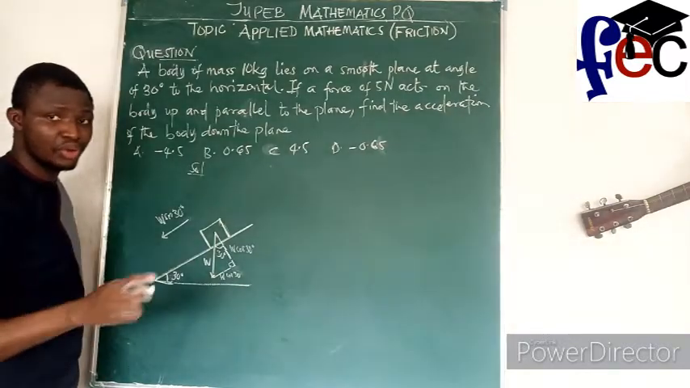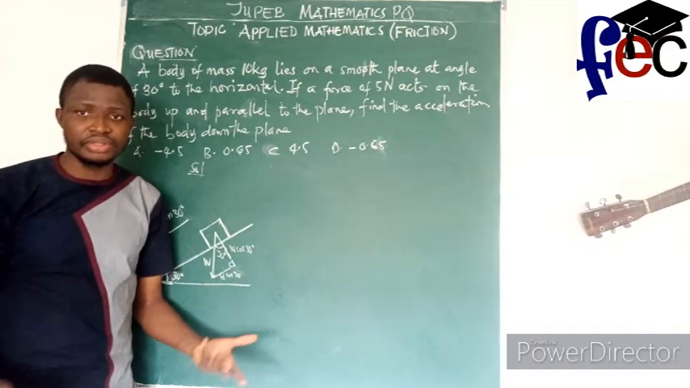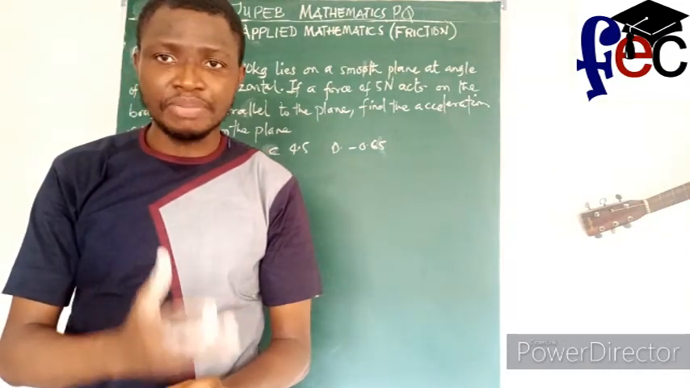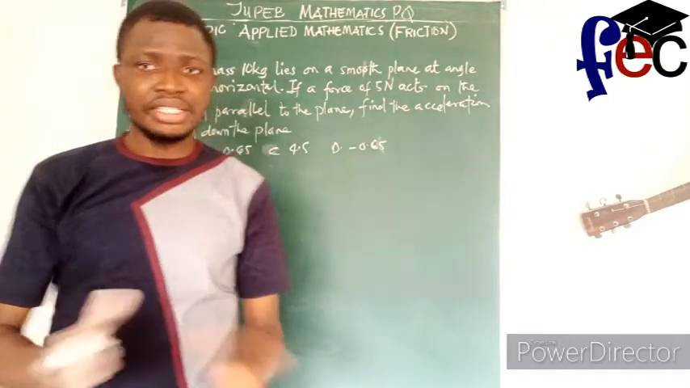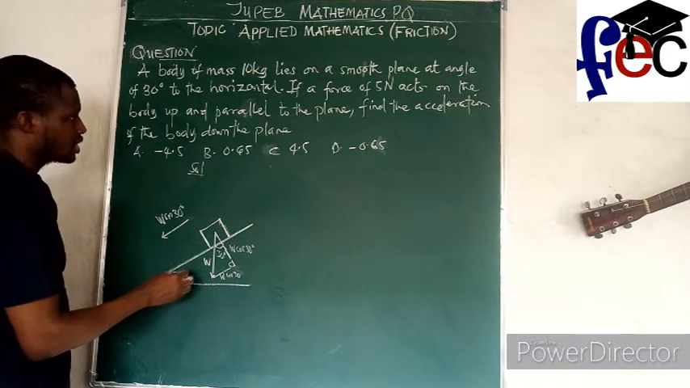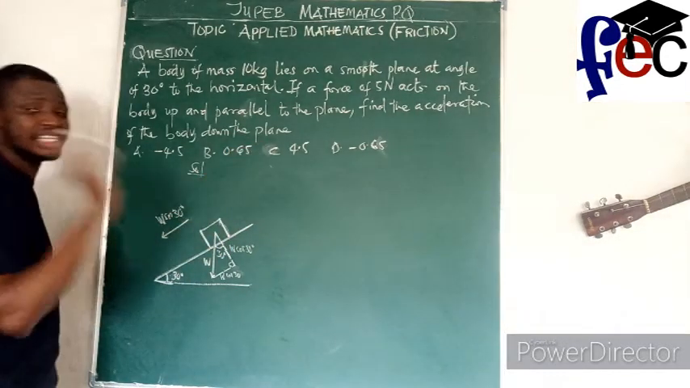Don't forget, we have been told that the surface is smooth. That's the plane is smooth. That means that the frictional force on that plane is 0. Alright, that means there's no friction. So as a result, this object has a tendency to just slide down.